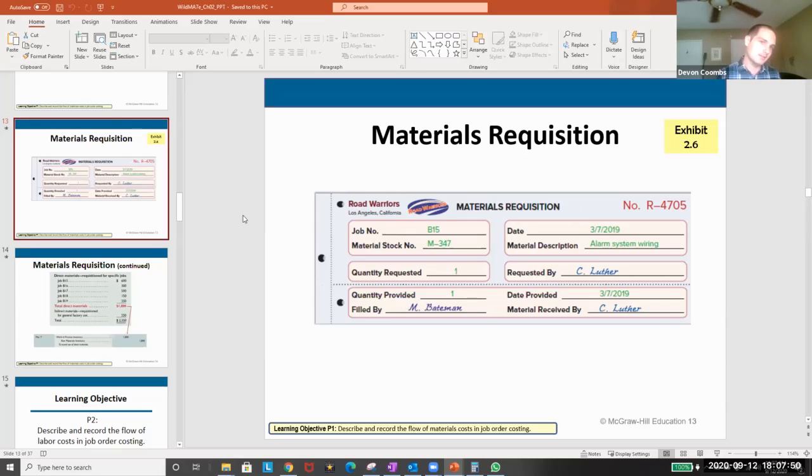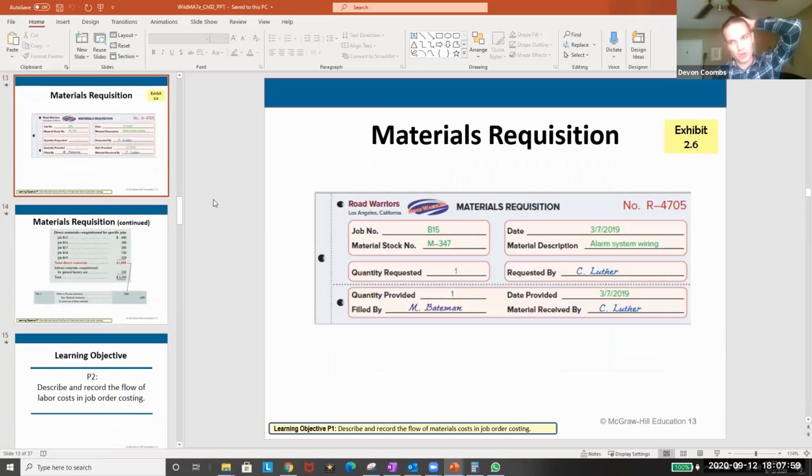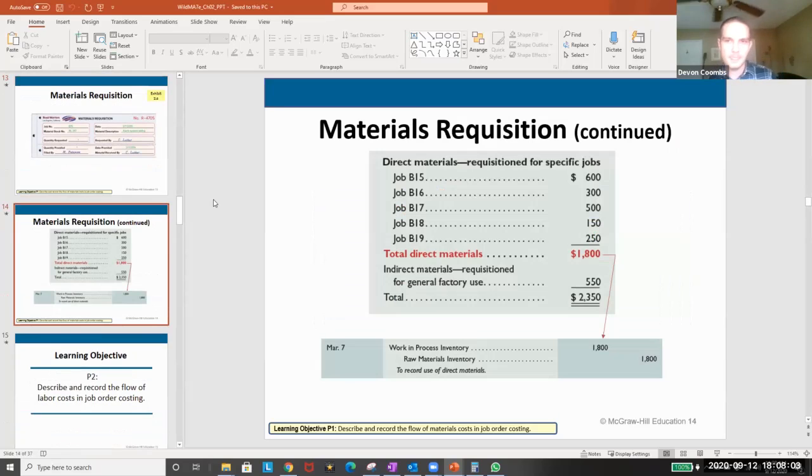It's going to be more asking, how did we calculate the total job? What's the amount of direct materials allocated to this job? What's the overhead allocated to this job? This is just to show you what it might look like in a system. This is more what you'll see in your homework and how you'll be tested.